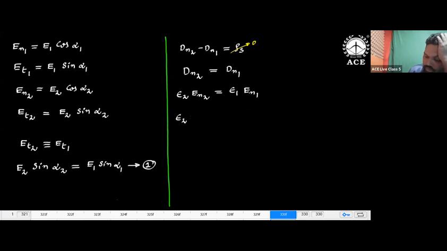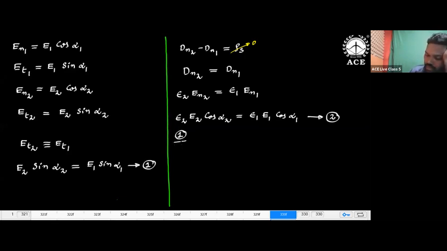What is En2? E2 cos alpha 2 is equal to epsilon 1 into, what is En1? E1 cos alpha 1. Let me call this equation number 2 beta. So I'll divide 1 by 2 beta.